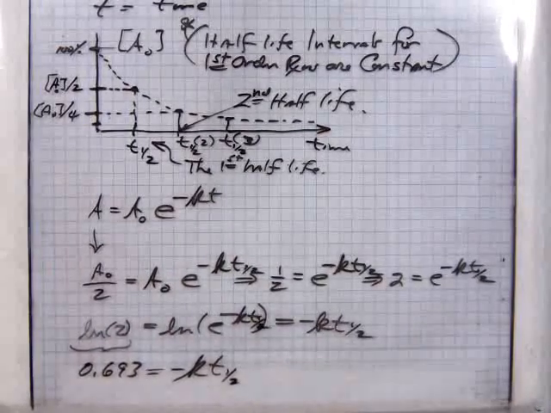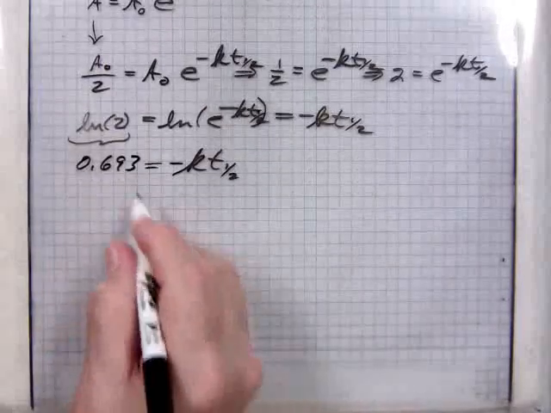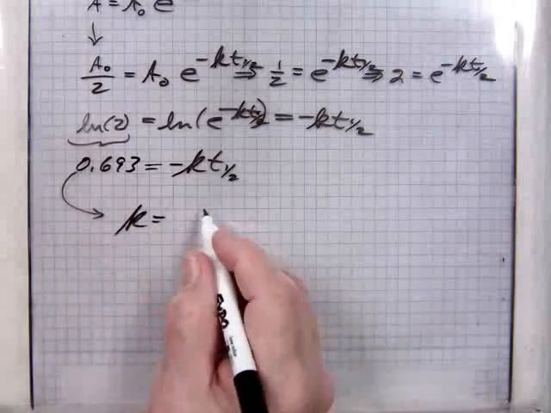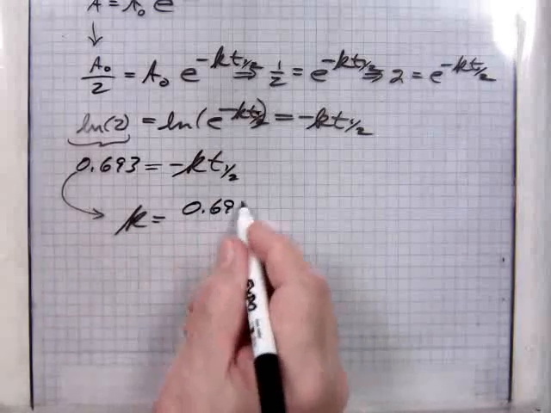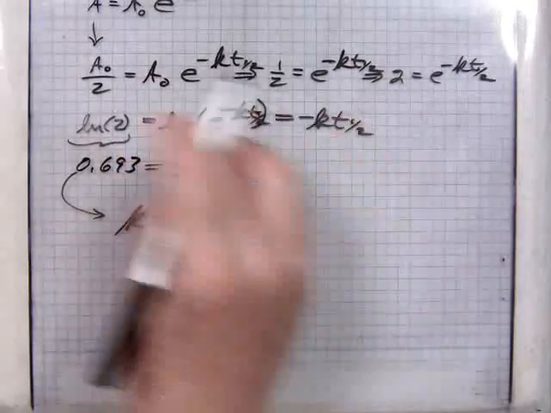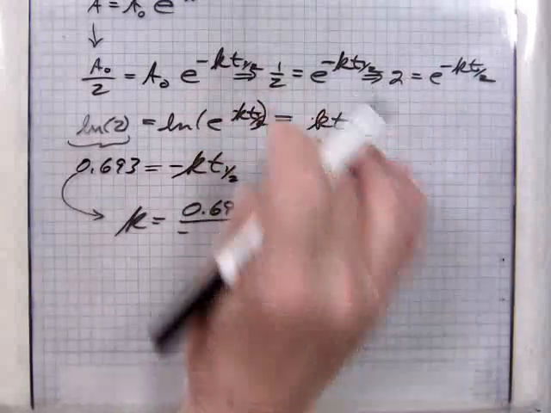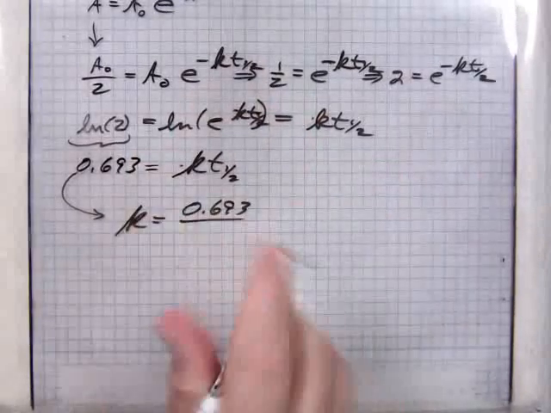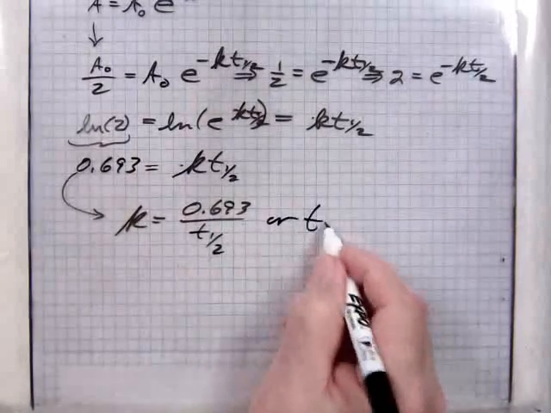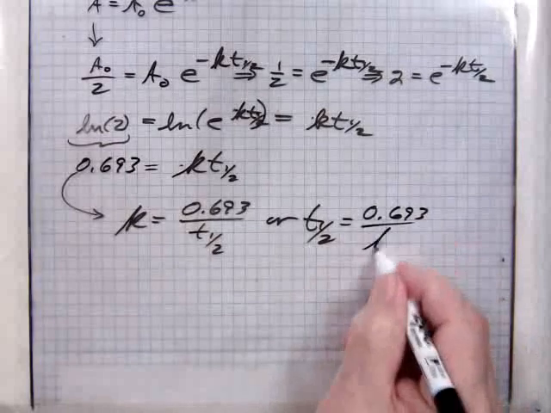So actually you have two expressions here that you will need. This gives you k equal to 0.693 over the half-life. Oh, that's positive now. I take the reciprocal, that becomes positive. Sorry. Over t to the 1/2, or t to the 1/2 equals 0.693 over the k value.